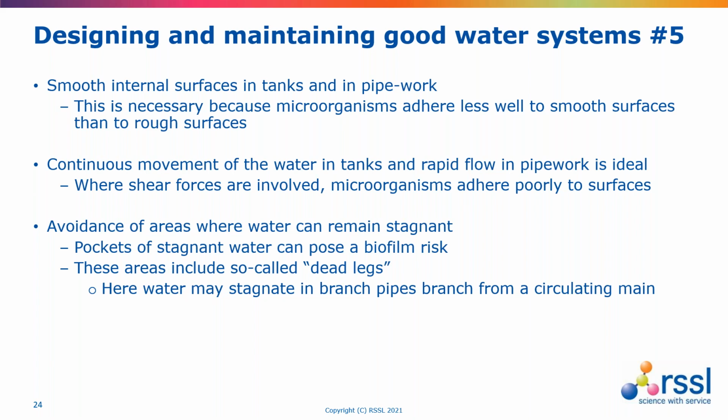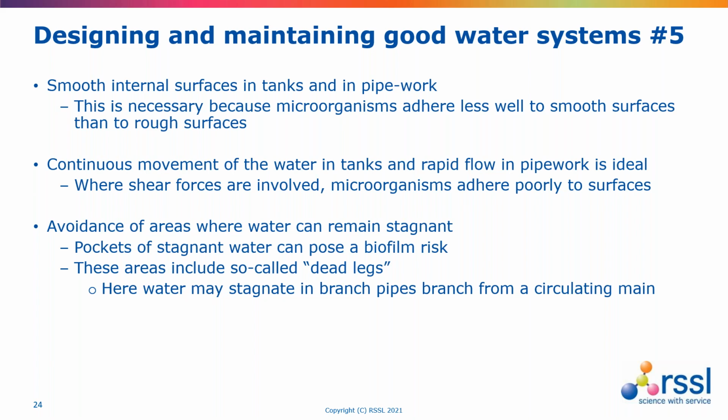But we also need to have good design practices for things like pipe joints and welds, because these can sometimes disrupt the smoothness. It's also important to have continuous movement of water. So turbulent movement within the tank and rapid flow through pipework. And here we'd use the Reynolds number to express the degree of turbulent flow through pipework. And we want to be ideally targeting something like 3,000 or more.